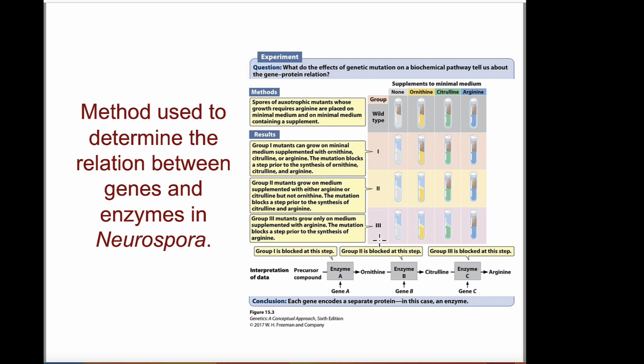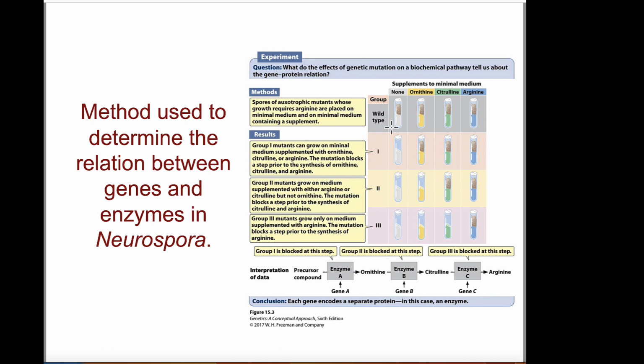Group 1 can only grow on minimal media when it's supplemented with ornithine, citrulline, or arginine. Group 2 can only grow on media when supplemented with either arginine or citrulline, but not ornithine. And then group 3 can only grow on media when supplemented with arginine. So here you have the auxotrophic spores that are placed on these minimal media, either with nothing or with supplements.